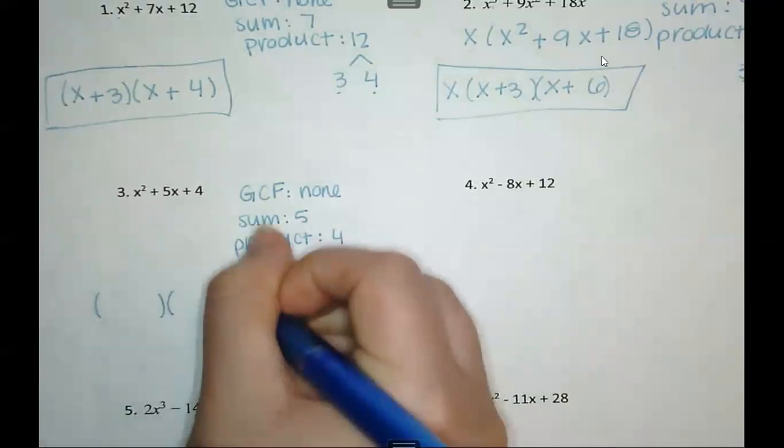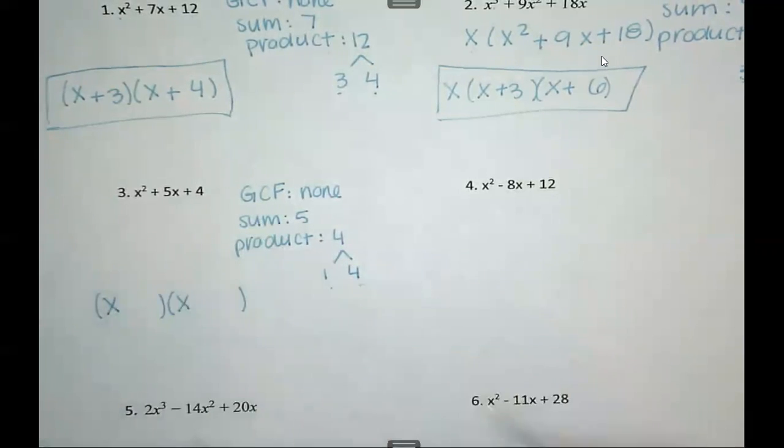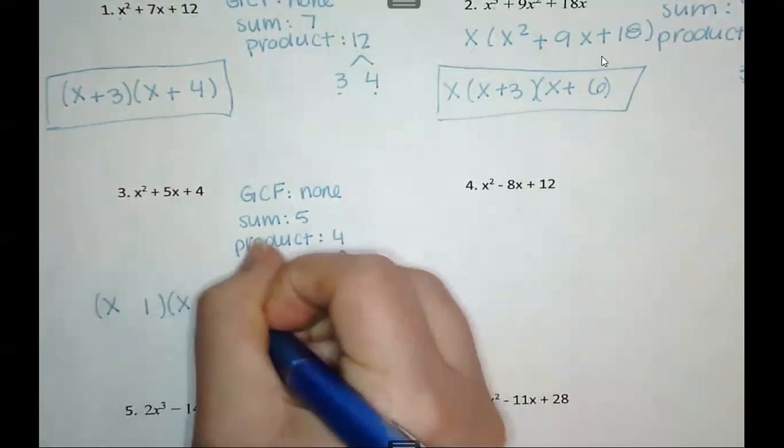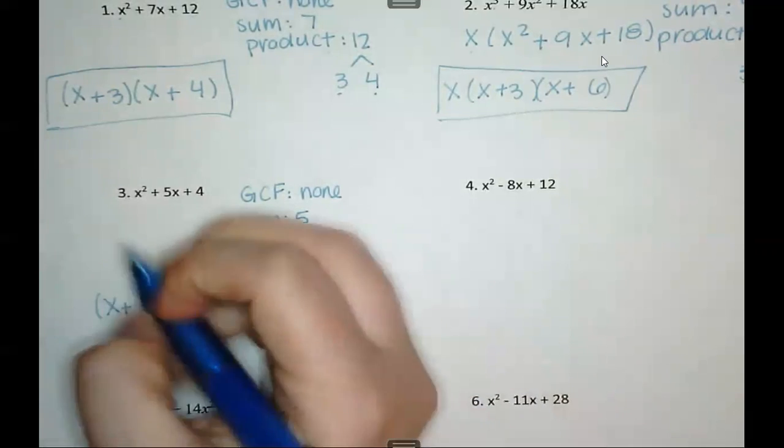So I make my 2 sets of parentheses. We always put an X out in front, and then I plug in my 2 numbers, 1 and 4. And they're both positive, so I put in my plus signs.